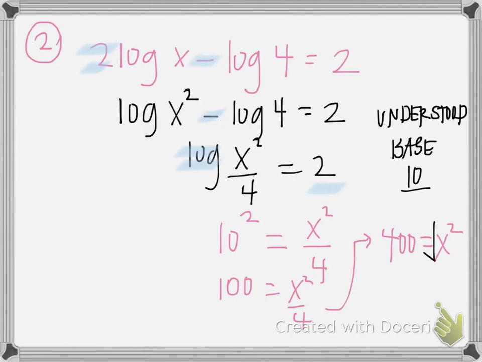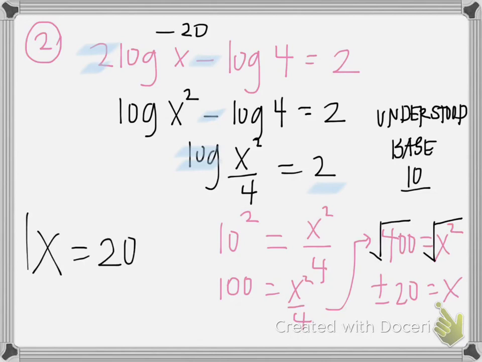Then you can take the square root of both sides, so the square root of 400 is going to be plus and minus 20. If you were to plug in the negative version right there, that's not going to work. So my only answer is going to be the positive 20. All right, y'all do this one for me.